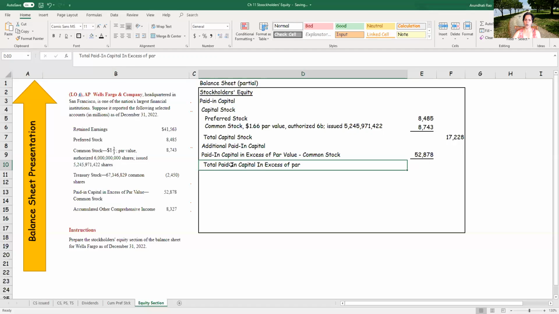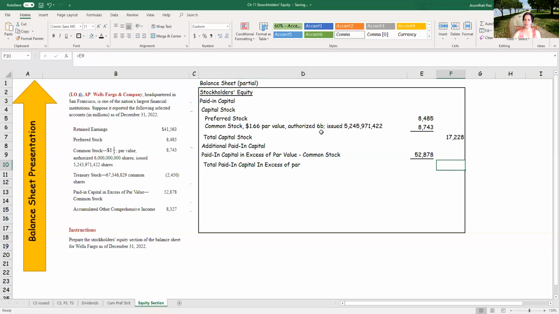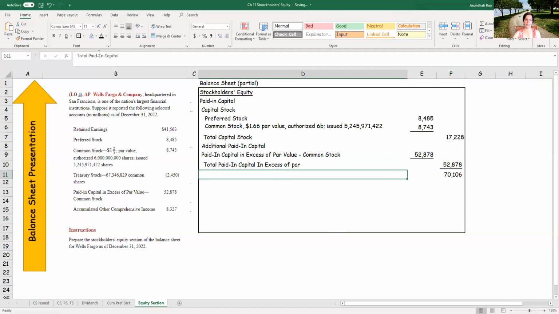And I say my total paid-in capital in excess of par is the 52,878. Now, this is the total amount of money that the stockholders have given me, the corporation Wells Fargo. This is the total investment that they have made. So that's the total paid-in capital. They paid in the stock, the par value, and in excess. That's the actual money that Wells Fargo has collected when they issued shares.